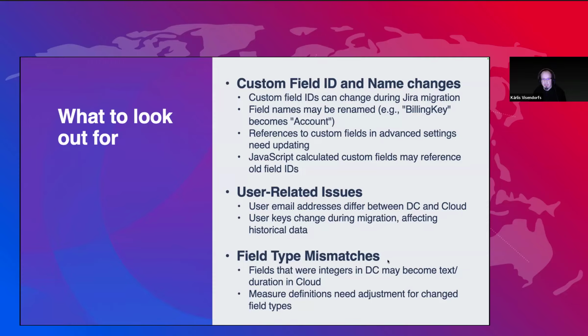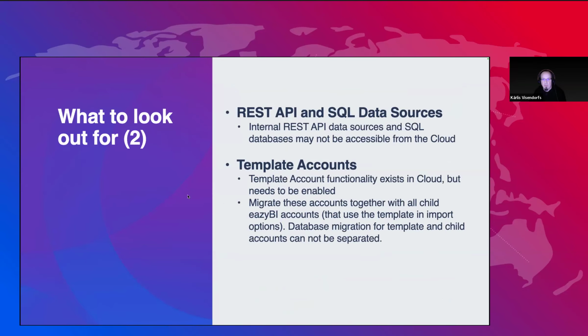Field type mismatches, yes, where maybe in the DC instance it was an integer. On the cloud now it's text. Sometimes things just happen like that, and we need to adjust our reports or imports for that. What else? REST APIs and SQL data sources.